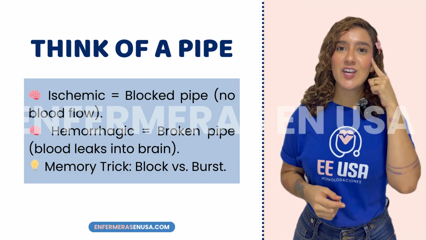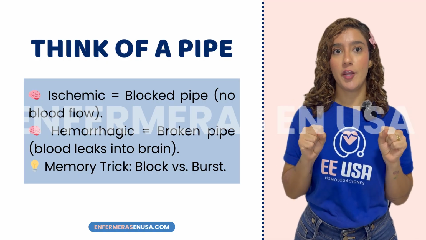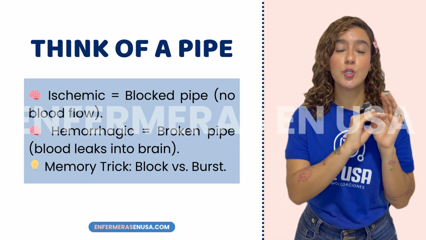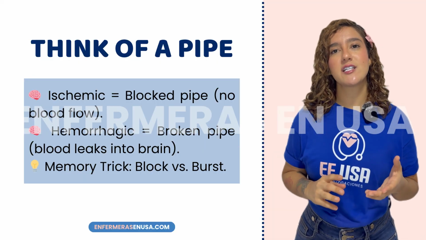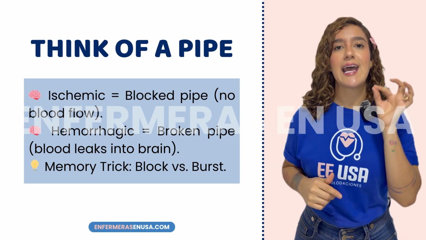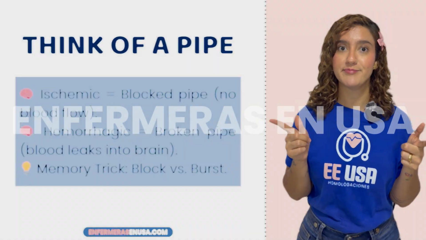First trick, think of a water pipe. Imagine the brain as a network of pipes carrying blood. In an ischemic stroke, the pipe gets blocked. No blood, no oxygen. In hemorrhagic stroke, the pipe bursts. Blood leaks and presses on the brain. That's it. Ischemic, blocked pipe. Hemorrhagic, broken pipe.